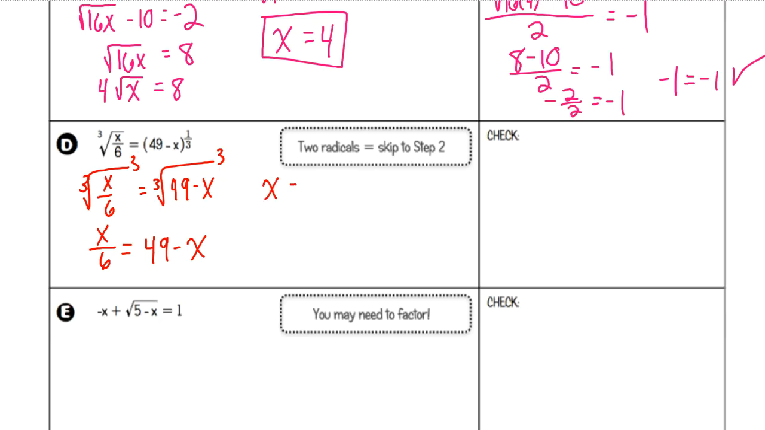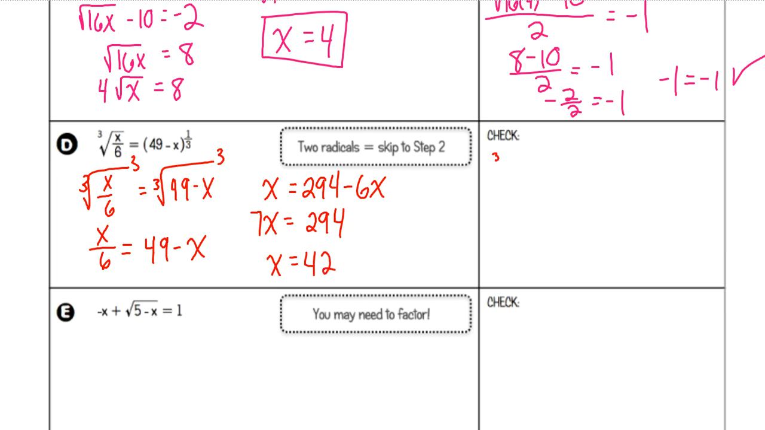We're going to get x on the left-hand side. When I multiply 49 by 6, I get 294. And then x times 6 is 6x. Now I'm going to get my like terms together. So I'm going to add 6 to both sides. So that would leave me with 7x's on this side and only 294 on the right side. Divide by that 7 on both sides, and we're going to get that x equals 42.